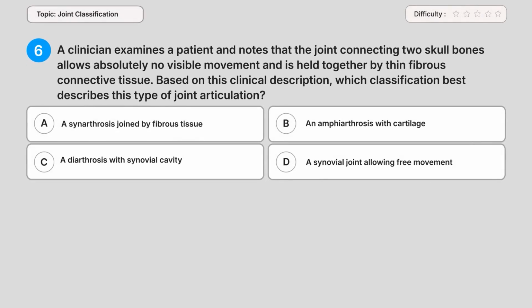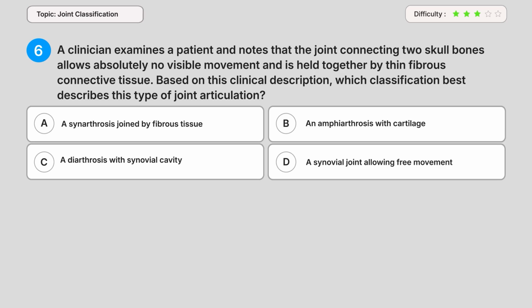6. A clinician examines a patient and notes that the joint connecting two skull bones allows absolutely no visible movement and is held together by thin, fibrous connective tissue. Based on this clinical description, which classification best describes this type of joint articulation?